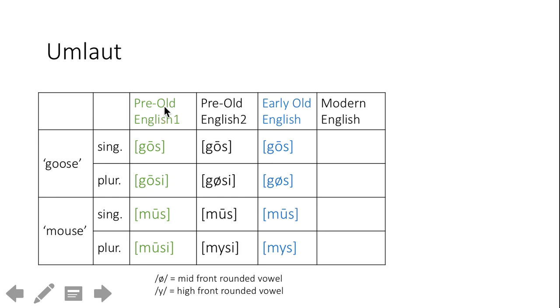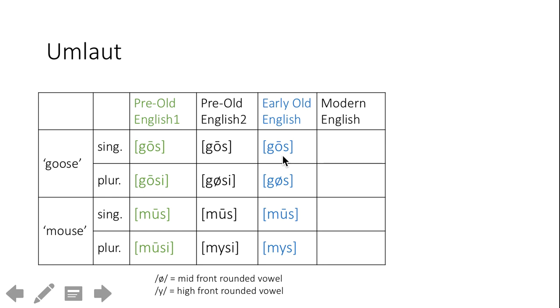Just looking at the very first stage, pre-Old English 1, how is the plural signaled? It's just an i suffix, right? So you just had gos and then gosi, mus and musi. Pretty simple. How is the plural then signaled in early Old English, the blue form? Now you just have a vowel difference, gos to ges, mus to mys. And what is that difference?